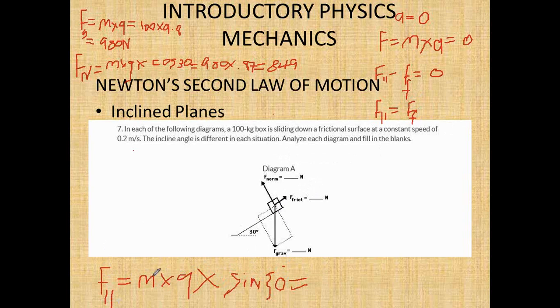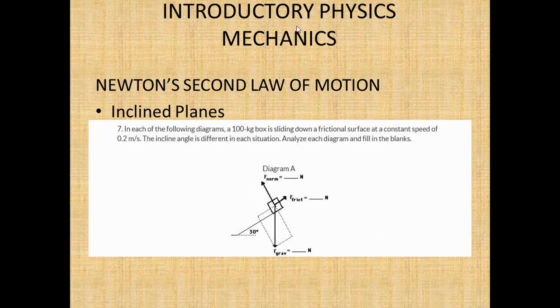So this is going to be 980 times 0.5. So you're going to get 490. So the frictional force is 490 newtons. So, you know, take your time, use your knowledge of Newton's second law, and then just try and solve the problem. Okay. So let us do one more problem.